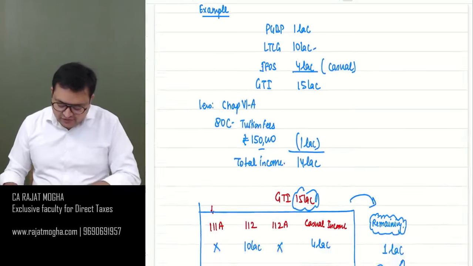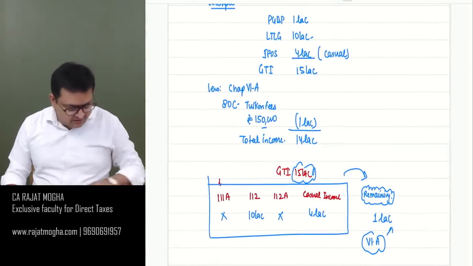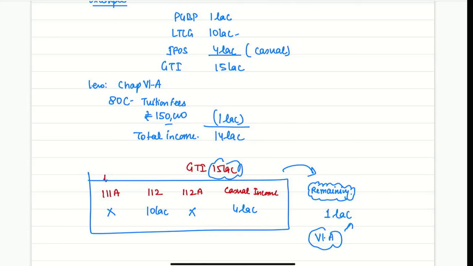Everybody understood this or not? So please remember, chapter 6A is only and only from our remaining income. You must be knowing about it also. In case you are not knowing about it, you should know this, that chapter 6A is available only from our normal income. It is not available from our special income. Correct? I believe you must be knowing about it.